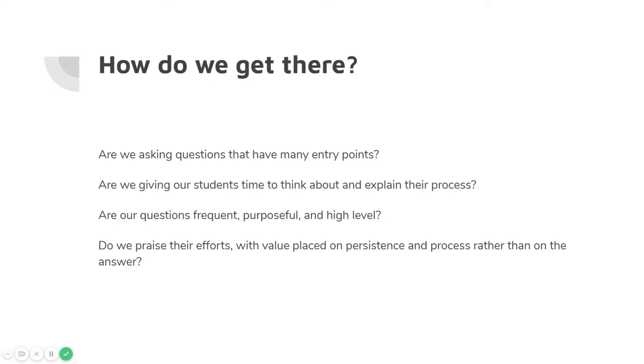And then, do we praise their efforts with value placed on persistence and process rather than the right answer? And so, is our wording, hey, you're really smart, you got that right, or wow, you worked really hard to get this far. Let's look and see if it got us the right answer or if we need to adjust. We need to look at the process, their persistence.